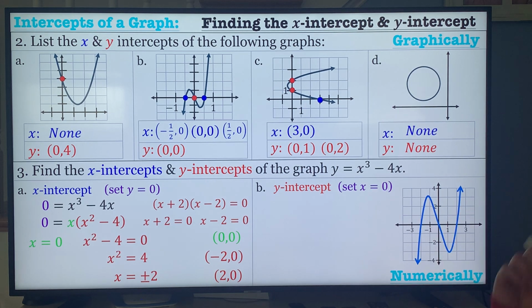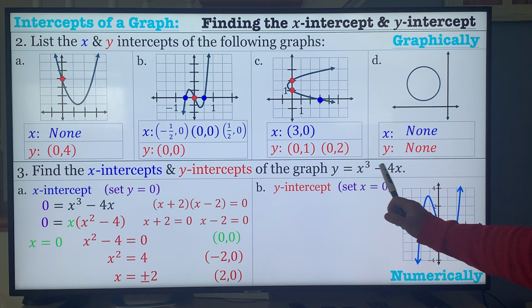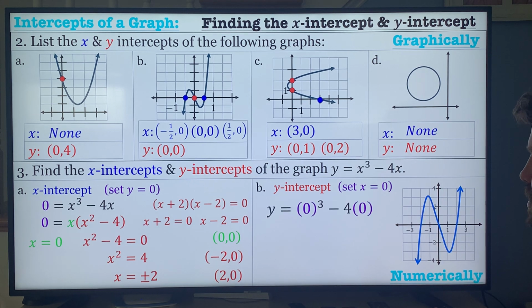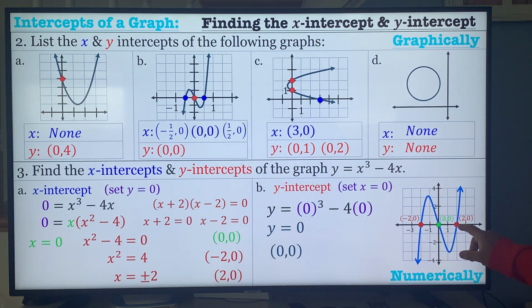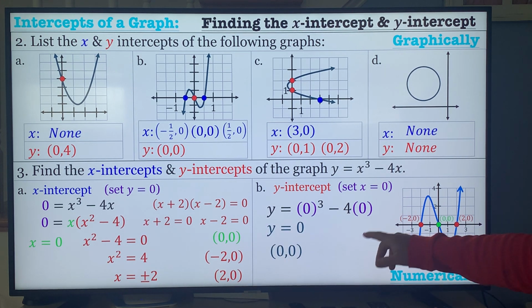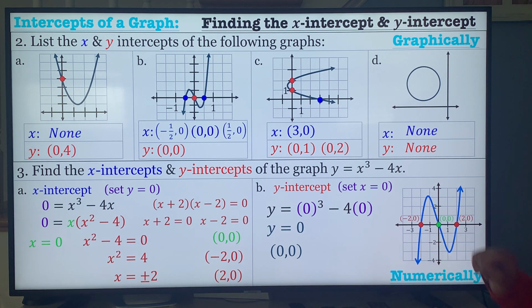Y-intercept. Set x equal to 0. All right? So this is pretty easy. Set both those guys equal to 0. 0 minus 4 times 0. y equals 0, which is your origin. If you want to check your answer right here, my x-intercepts, you can see, that's with the graph. They fall on the line. And my y-intercept right here is also right on the line. Okay? That is finding intercepts of a graph.